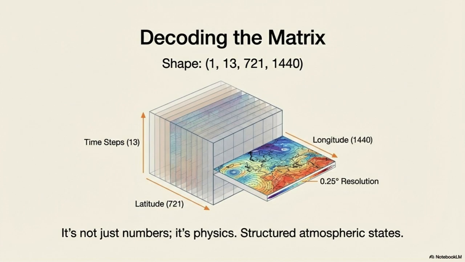Don't just treat these as random tensors. The variable names have real physical meaning. Okay, let's go through a few. T2M. T2 meters is temperature at 2 meters. Basically, the temperature at human height, the temperature you actually feel.